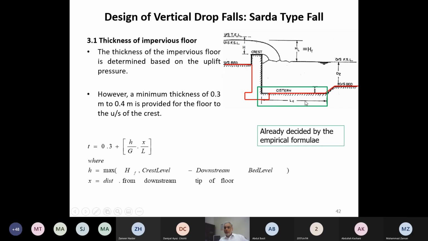But in a fall, we don't need to go to the RCC design of the floor. This is a small structure, so we provide the thickness which balances the uplift pressure, and we add some factor of safety to it. At least 0.3 meter will be provided even if the thickness is not required. So on the upstream side a 0.3 meter or 1 foot slab is placed. On the downstream side, thickness is calculated using this formula. Okay, so that is how we decide the length of the floor.